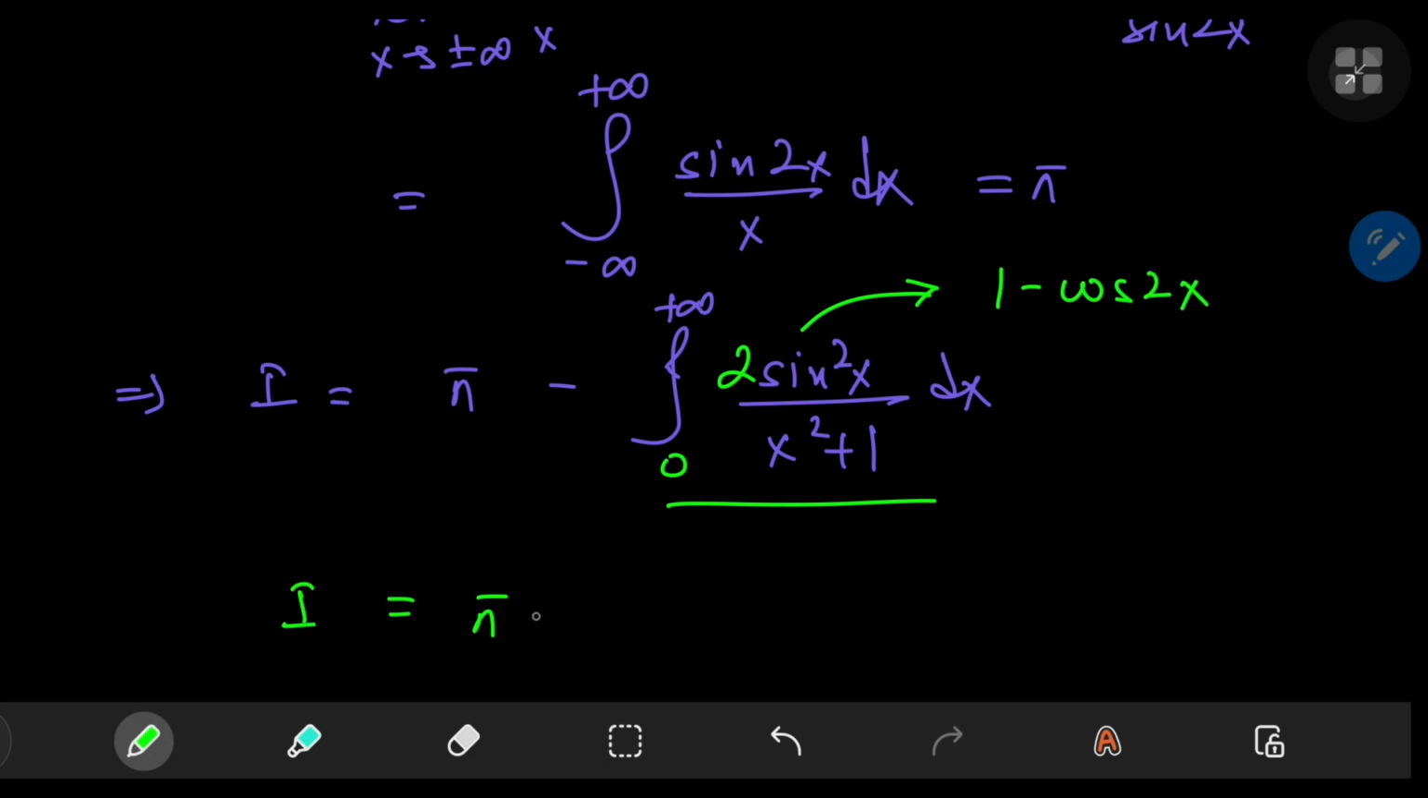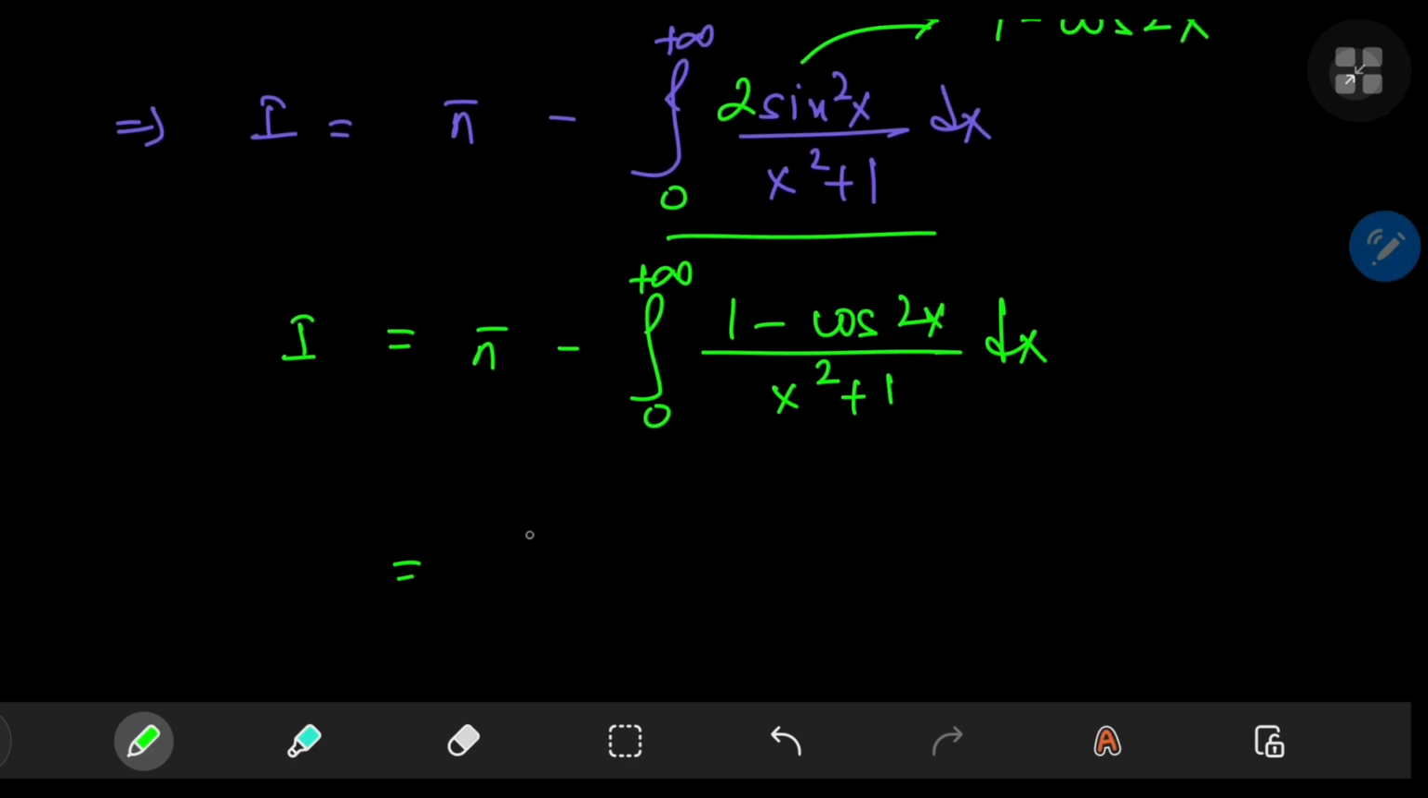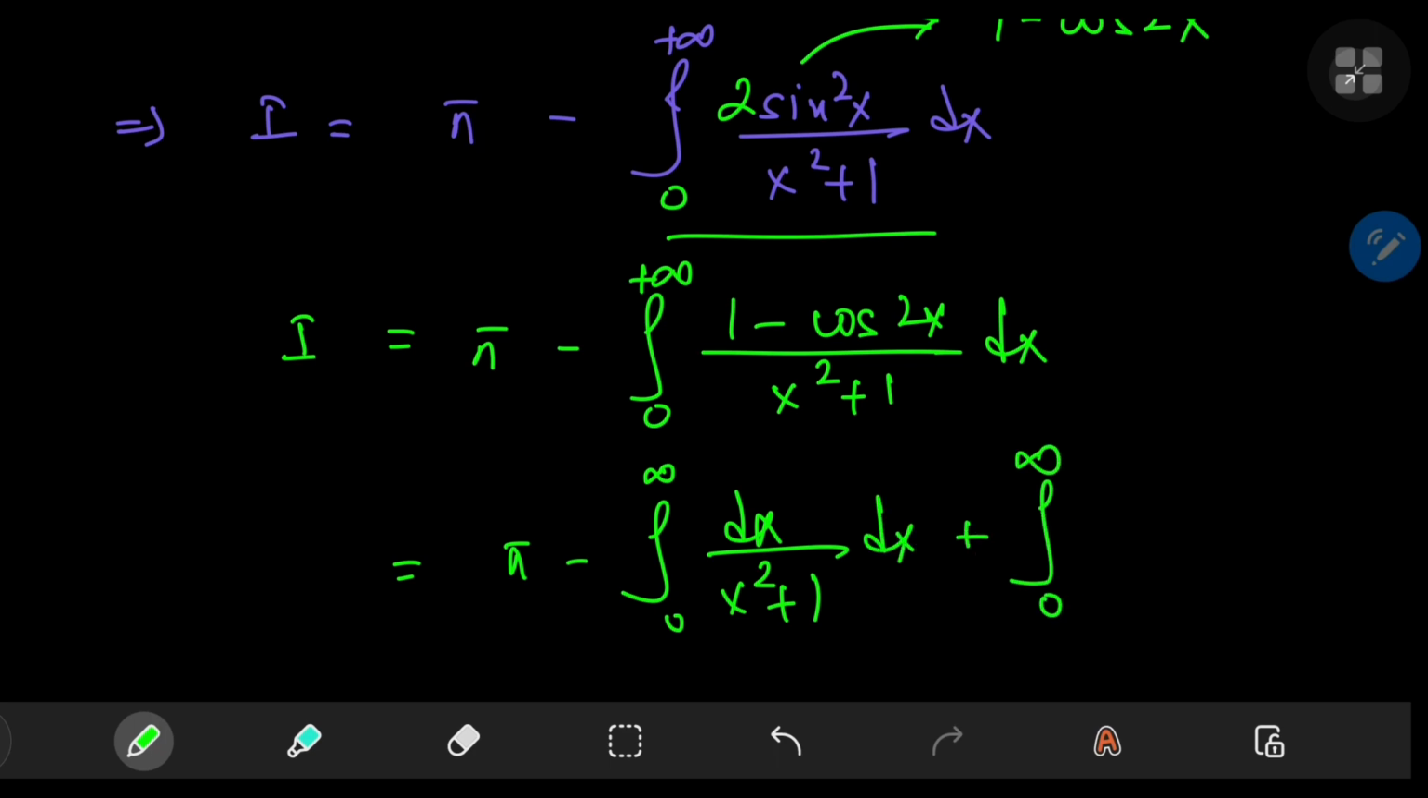So I equals pi minus the integral from 0 to positive infinity of 1 minus the cosine of 2x divided by x squared plus 1 dx. And once again, we can write this as the integral from 0 to infinity of dx by x squared plus 1, quite familiar. Two negatives give you a positive, so we have the integral from 0 to infinity of the cosine of 2x divided by x squared plus 1.